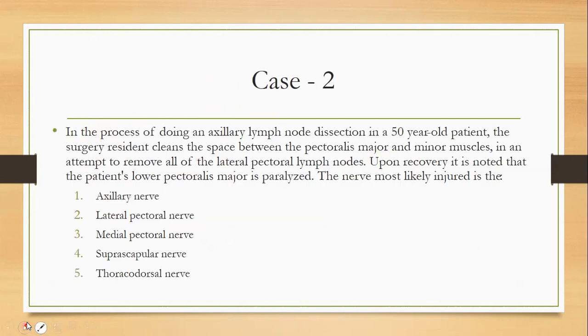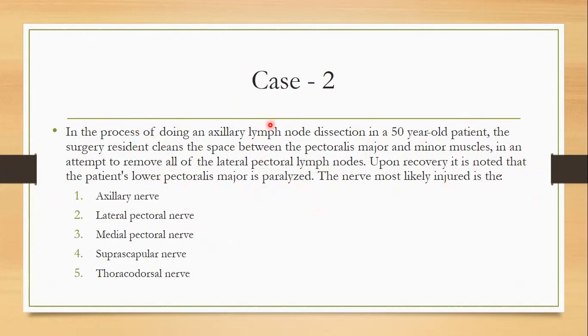Now, we have the case 2 with us. In the process of doing an axillary lymph node dissection in a 50-year-old patient, the surgery resident cleans the space between the pectoralis major and minor muscles in an attempt to remove all of the lateral pectoral lymph nodes. Upon recovery, it is noted that the patient's lower pectoralis major is paralyzed. Now, the nerve most likely injured is.